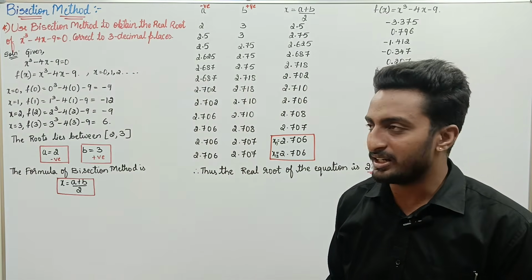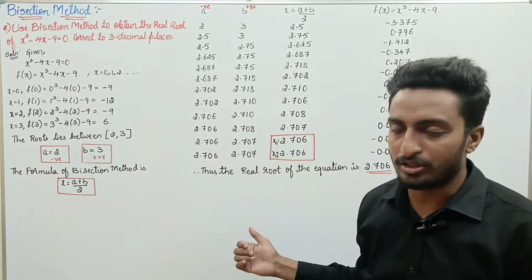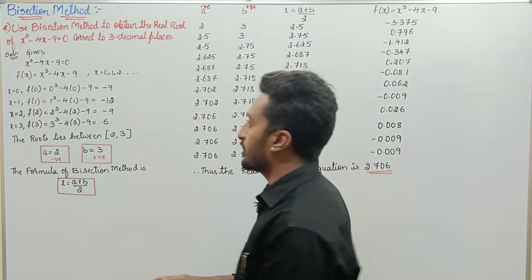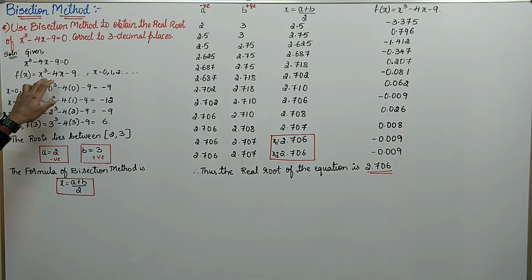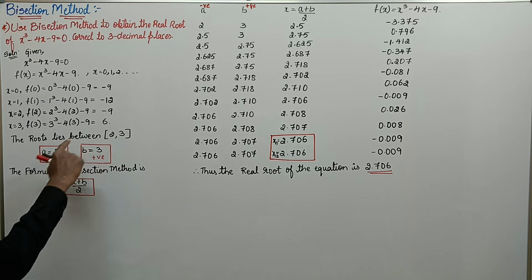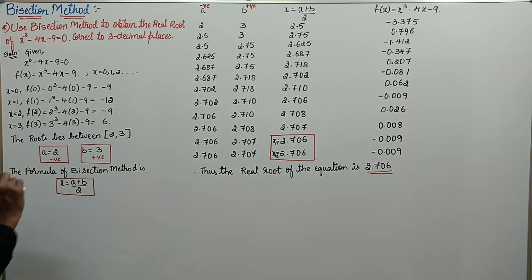Just by using the calculator, you can represent the solution. Let us take a recap. First, you are supposed to represent the equation equal to 0. Next, you are supposed to represent f of x, and f of x should be equal to the function value, that is x cube minus 4x minus 1. Now you are supposed to find the roots where it lies between negative and positive. The root lies between 2 and 3, where 2 represents negative and 3 represents positive.